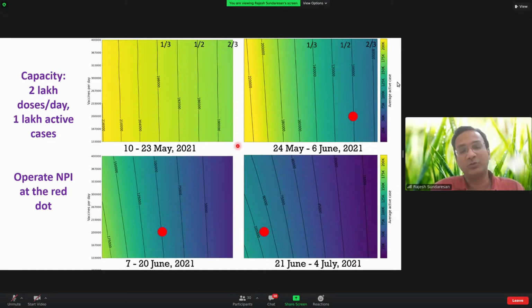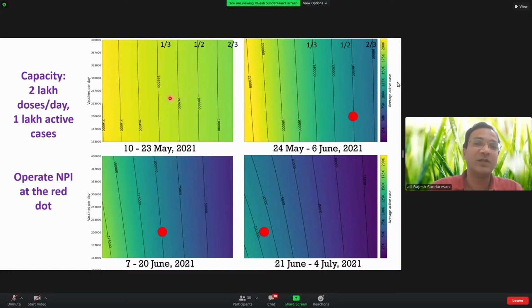We would have had to have a very stringent lockdown, which is what we had, and vaccinate aggressively, but we didn't have enough vaccines during that period. But things do ease, or did ease in the early part of June. So at 2 lakh vaccination, what you should look at here is this vertical line corresponds to, on the abscissa, one third is somewhere here, 1/2 is here, and 2/3 is here.